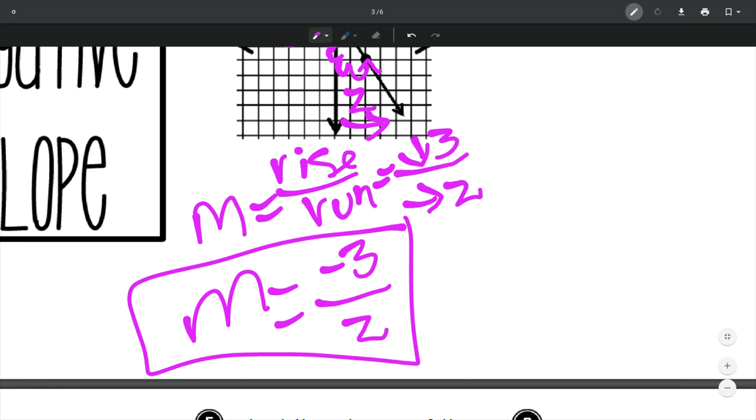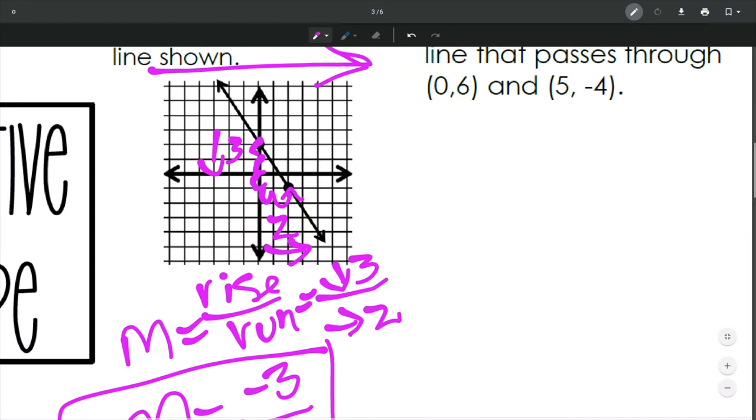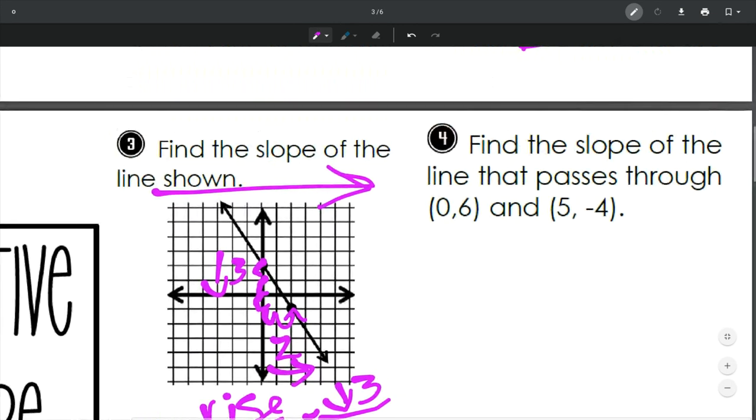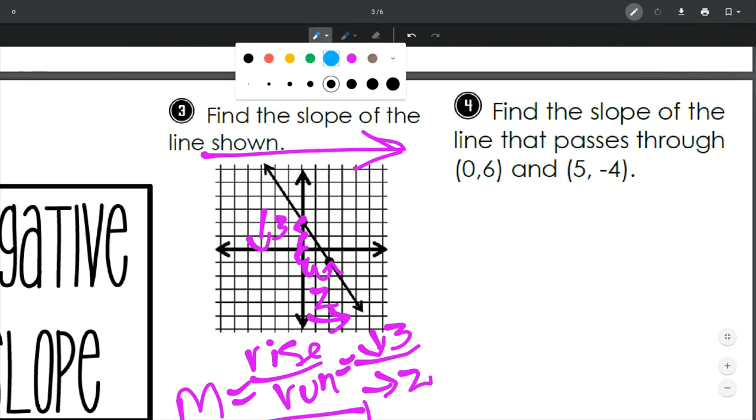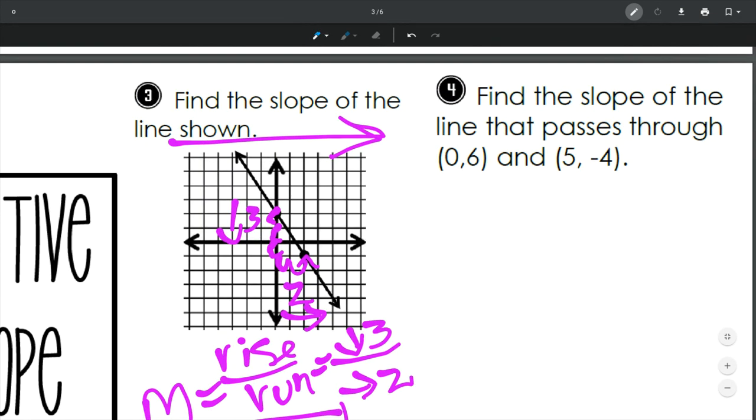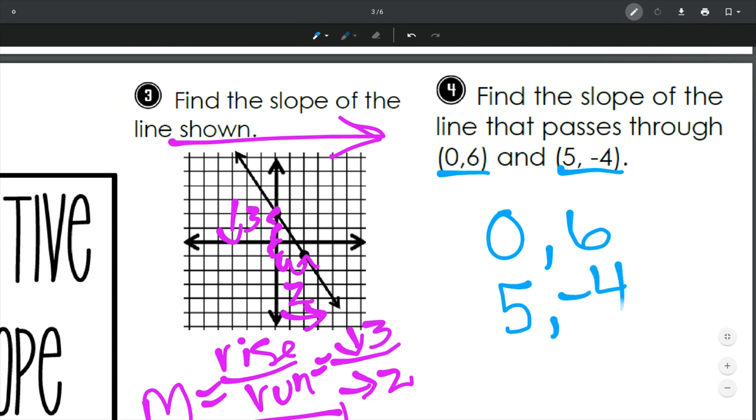And that's all you have to do. Sometimes you won't even need to simplify, but always check if you do. So I'm going to set up our T-chart method for this one. I've got 0, 6, and then 5, negative 4. Use that T-chart that we know from Dr. Idiot and find our differences.